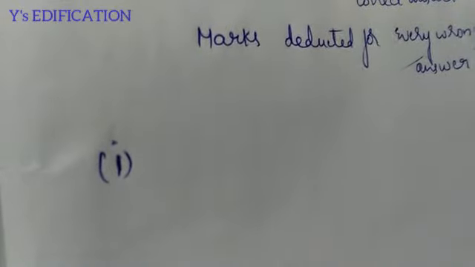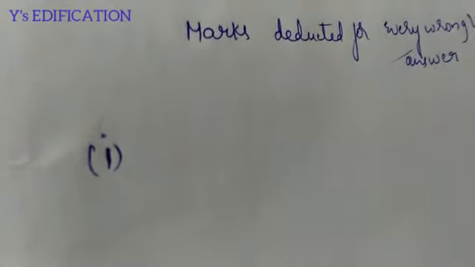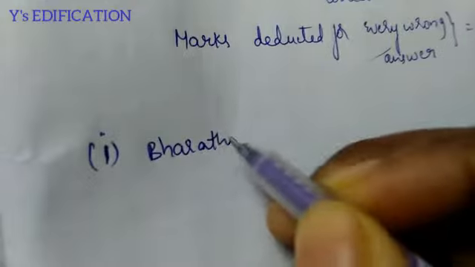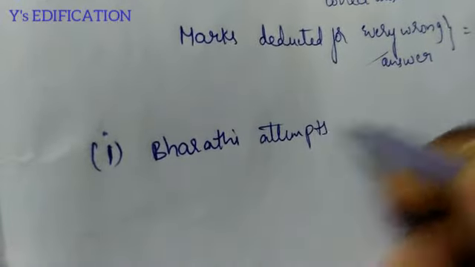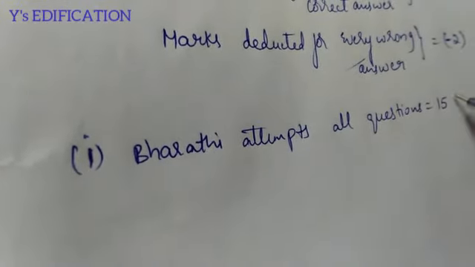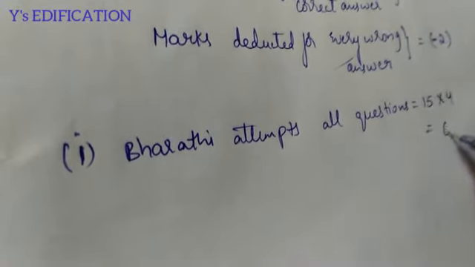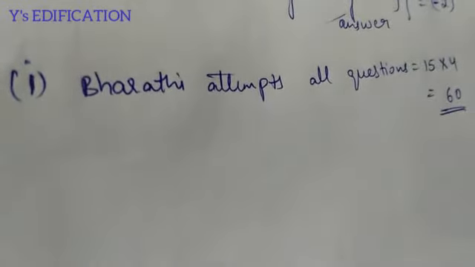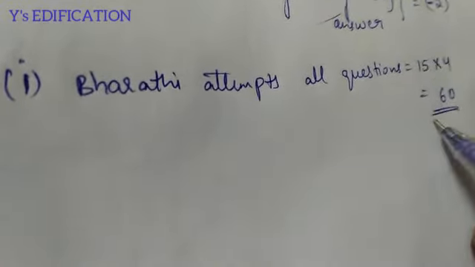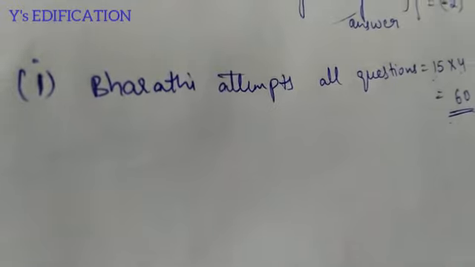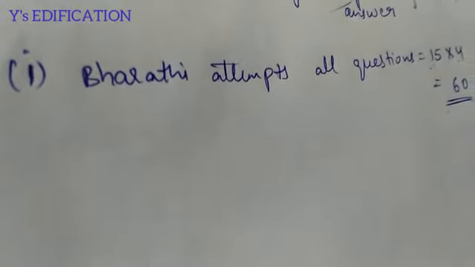So first one is Bharti. Bharti attempts all questions but only 9 answers are correct. What is her total score? How many answers did Bharti attempt? She attempted all the 15 questions. So 15 into 4 means out of 60 marks, how many marks has she scored? Let's calculate that. Bharti attempts all the questions, so the paper consists of 60 marks. But among all the 15, she got only 9 correct answers.